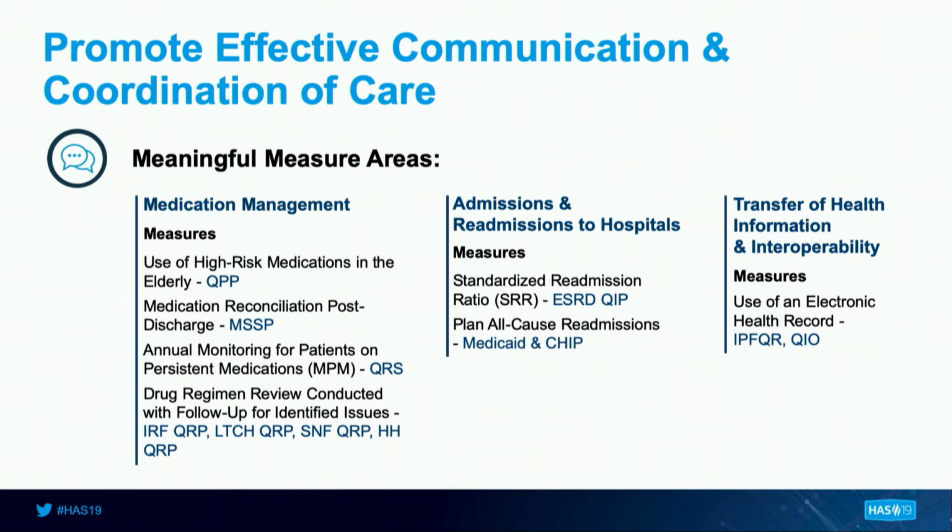So use of high-risk medication in the elderly, medication reconciliation post-discharge, et cetera. Same thing with admissions and readmissions. We've heard a lot about that this morning, about what an issue that is. And while we've made improvements, we need to continue to make improvements. So there are a couple of examples of measures actively in our programs that fit that. And then lastly, transfer of health information and interoperability.